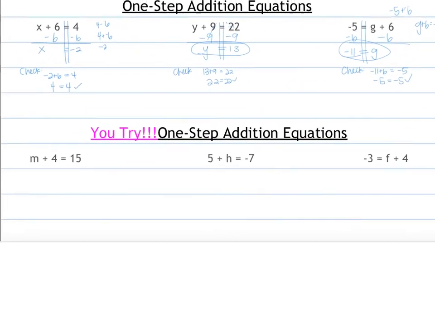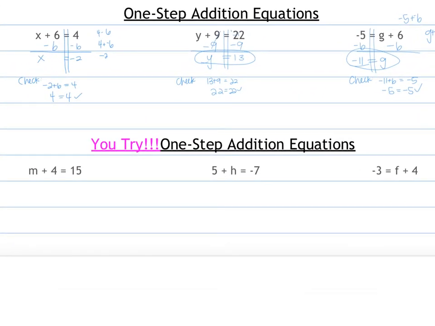Okay, now there's 3 here for you to try. Pause, try them on your own, showing work for every single problem like I've been doing, and then come back and check.